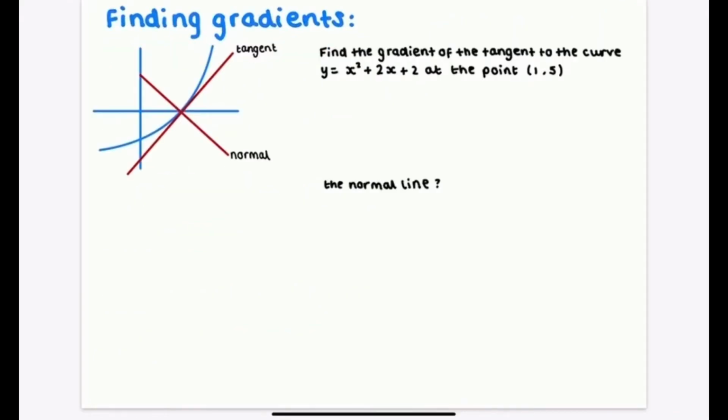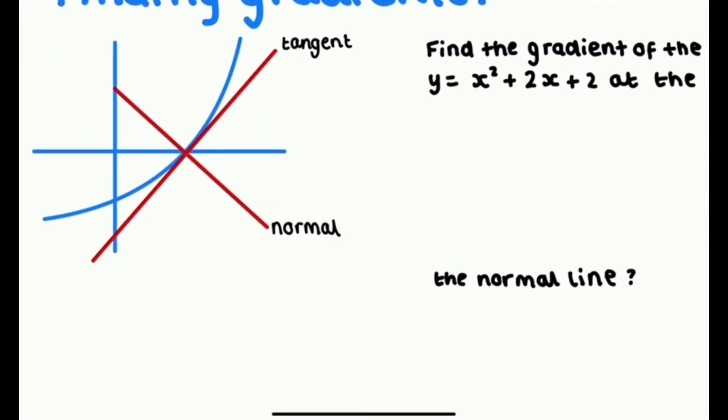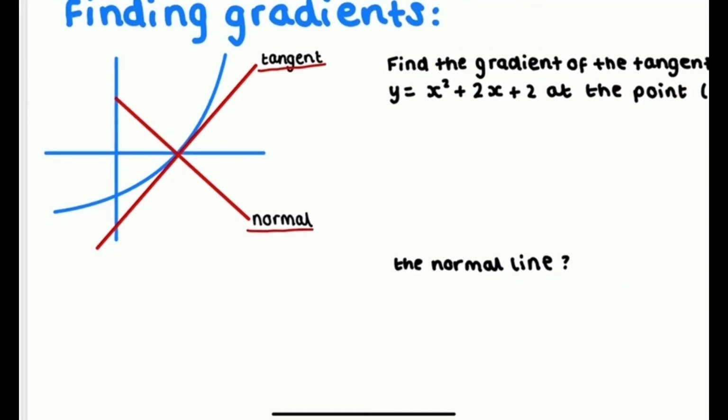So we're now going to have a look at using differentiation to find gradients of tangent and normal lines. In this diagram, I have shown that a tangent is a line that touches a curve at a certain point, and the normal is a line that is perpendicular to this tangent.